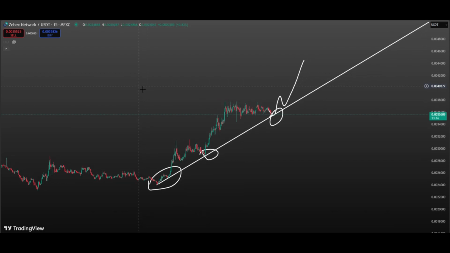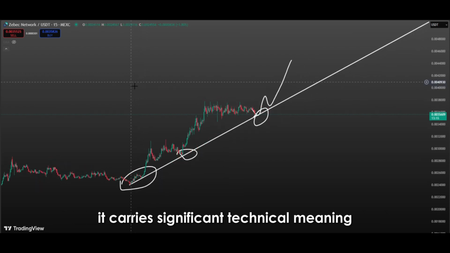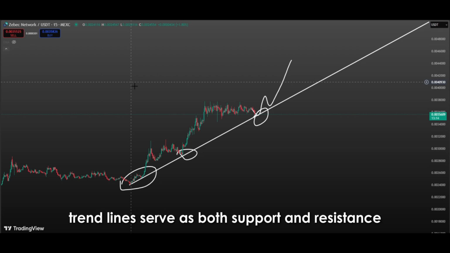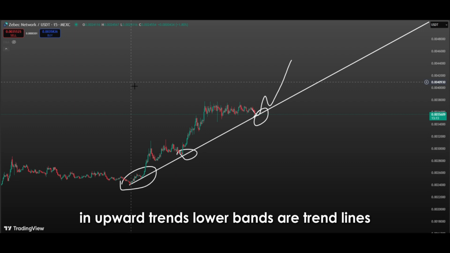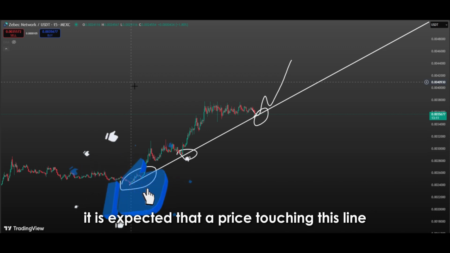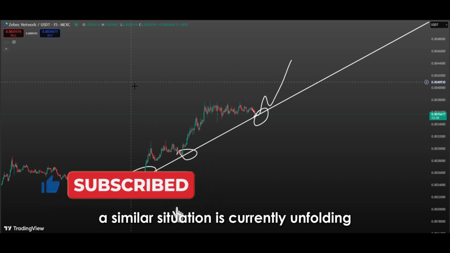drawn on the chart. This touch is more than just a casual interaction, it carries significant technical meaning. In technical analysis, trend lines serve as both support and resistance. In upward trends, lower bands or trend lines act as support when prices experience pullbacks. It is expected that a price touching this line will hold and bounce back upward. A similar situation is currently unfolding.